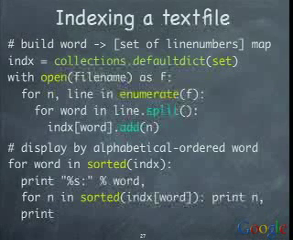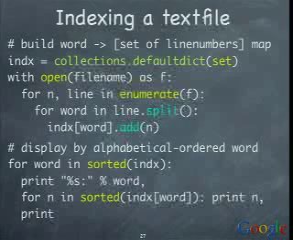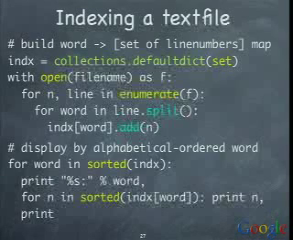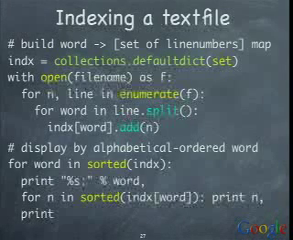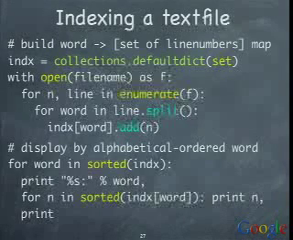I enumerate the file so I get the line numbers. I split the line to get the words. And finally, I simply add this line number to whatever was previously there for that word. Of course, if nothing was there, then an empty set is created first and then added. So this has basically created my index.